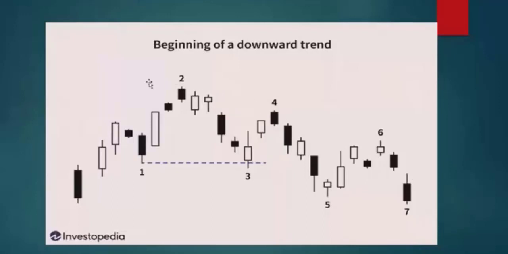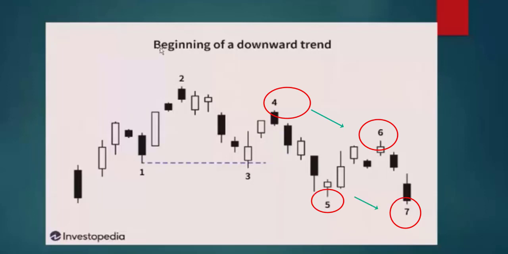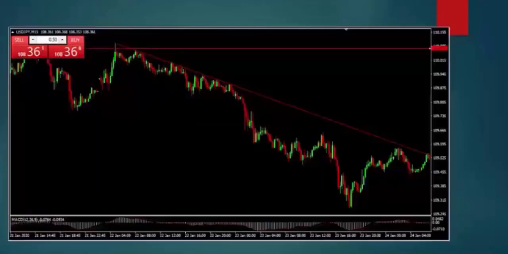Number 1 and number 3 are at the same level, which fails to create a lower high. Number 6 is lower than number 4 and also number 7 is lower than number 5. This chart is an example of a downtrend, where the price is sloping down.